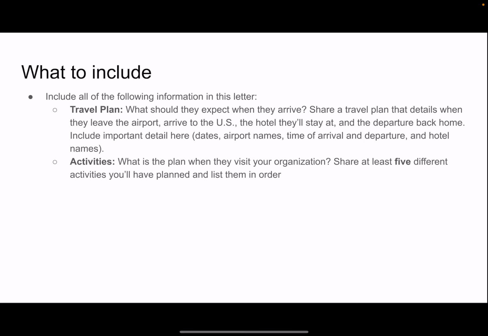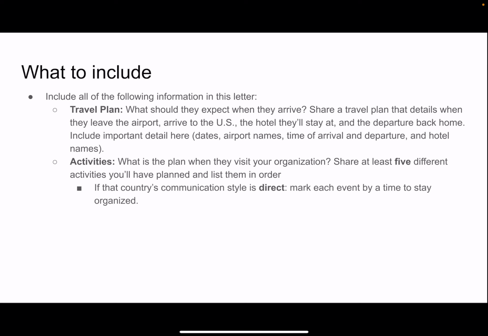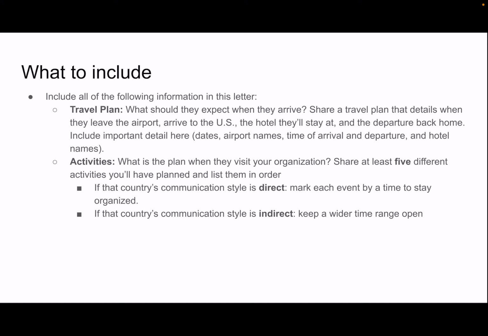Activities: what is the plan when they visit your organization? Share at least 5 different activities you'll have planned and list them in order. If the country's communication style is direct, mark each event by a time to stay organized. If that country's communication style is indirect, keep a wider time range open.